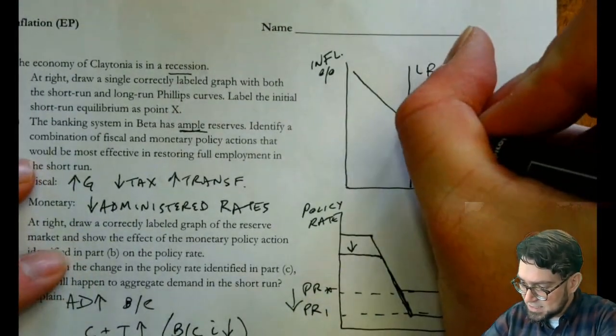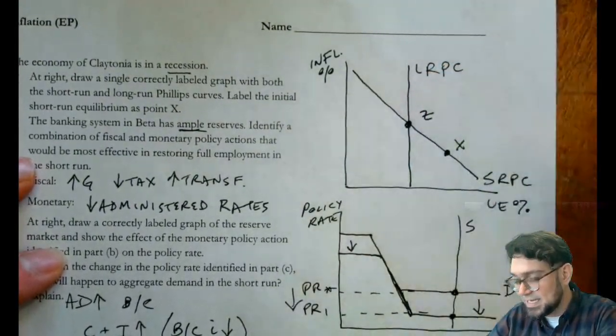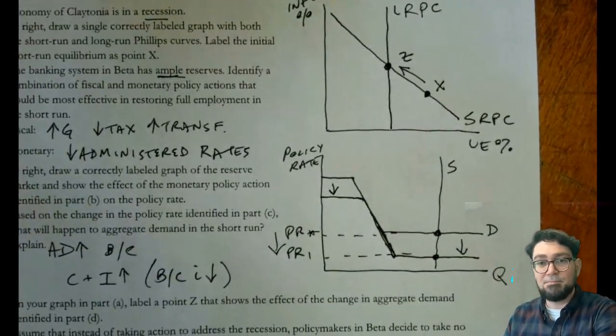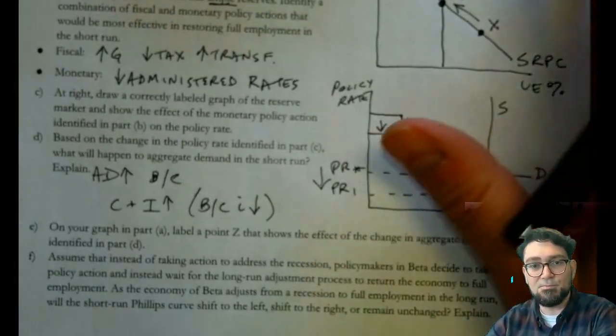Well, that's going to cause us to move up here, and let's just say they got it spot on. They shifted us right back to where we wanted to be. Some more aggregate demand fixed the problem.